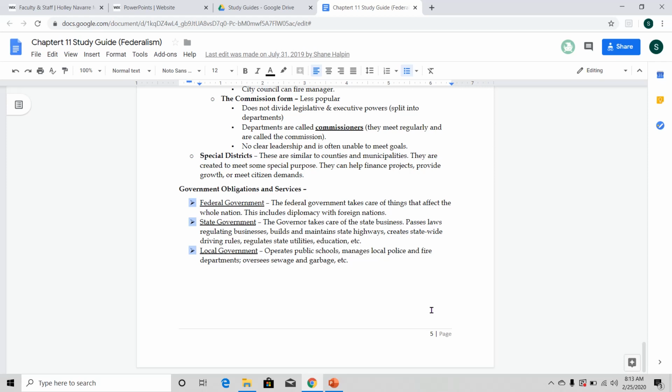So is there anything else you want to add before we wrap it up? No, the only thing I would say with local is in regards to education, you've got a superintendent that is there to oversee all the schools in the county just to make sure that they're following the rules and standards of the state. Exactly.